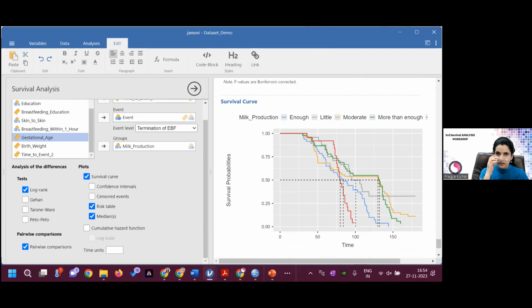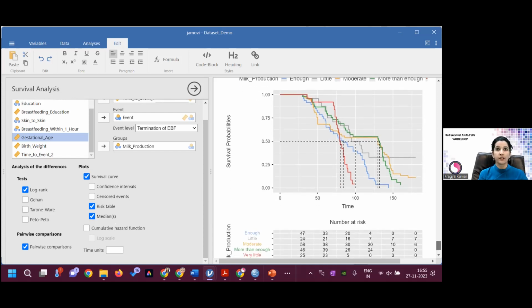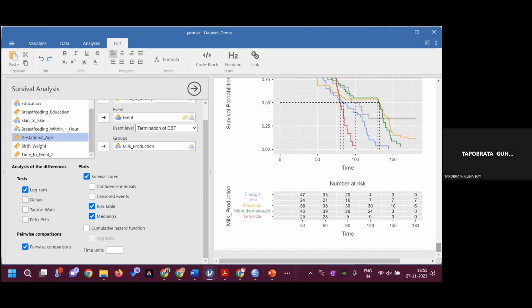So yes, I think Tapobrata or someone asked regarding how I drew that line. In that curve, it was not possible. But here you will see that if you click this medians, this draws the median survival time by this dashed line. Can you see, Tapobrata? I don't know whether you are here or not. Yes, ma'am. Thank you so much.